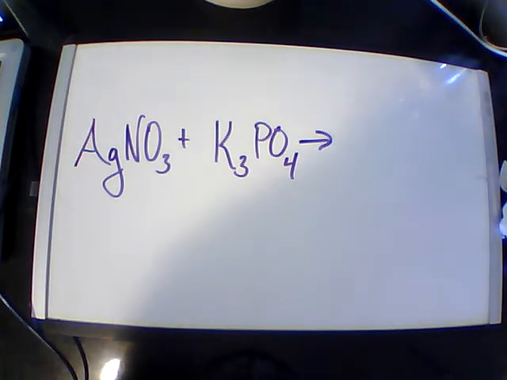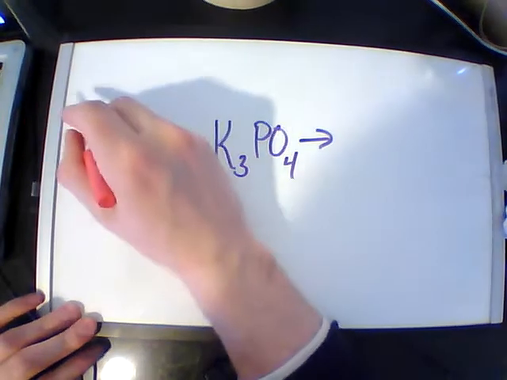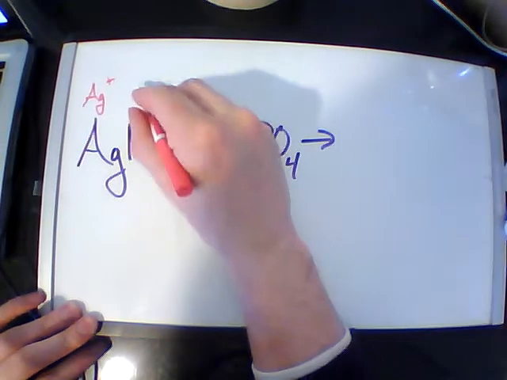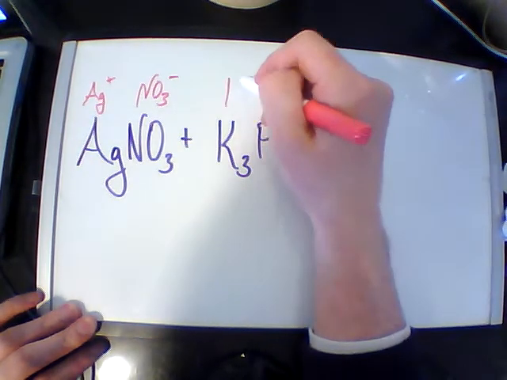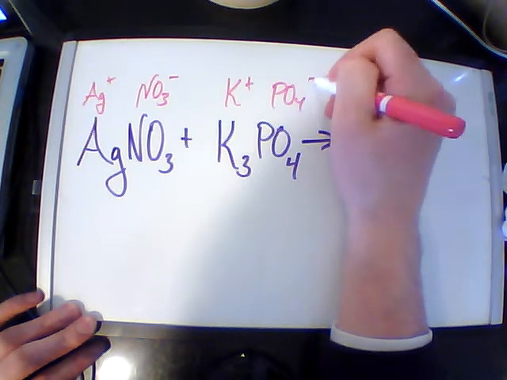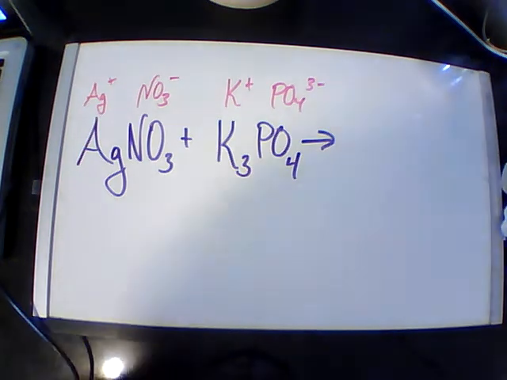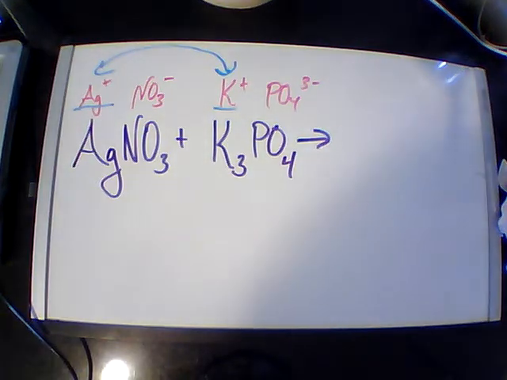So it can be helpful to go through and figure out what your ions are first. Here, silver always has a +1 charge, in the back of the periodic table. Nitrate, NO3, is -1. K has a +1 charge because it's in group 1, and phosphate, a -3 charge, is polyatomic. So what happens here is that our cations, our Ag and our K, switch. They are doubly replaced.